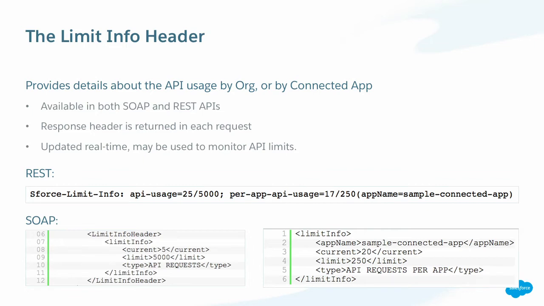So this is something that does not count against your limits. This is something that's being returned back on every single response and provides you with a simple, straightforward way of understanding what resources you've utilized. And this is available in both REST and SOAP. The header is slightly different between them. It's Salesforce limit info in REST and limit info header in SOAP, but both of these do the same job. Let you know how much of the API resources you're utilizing.